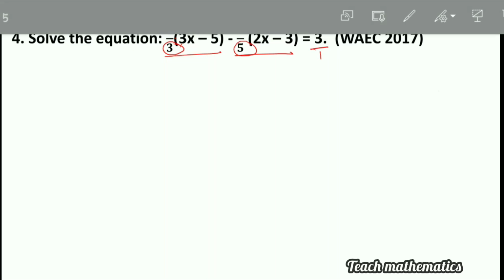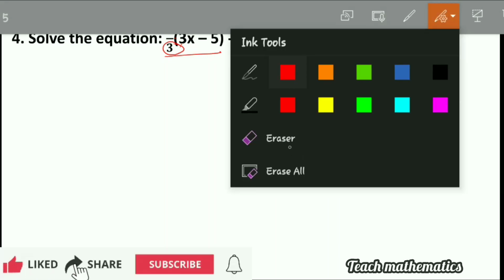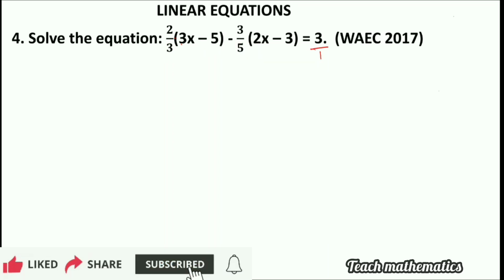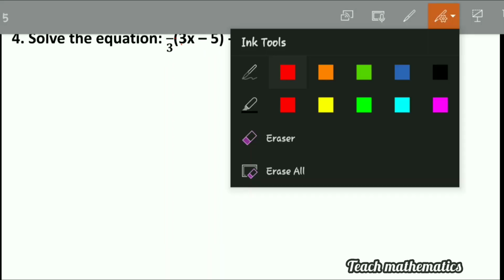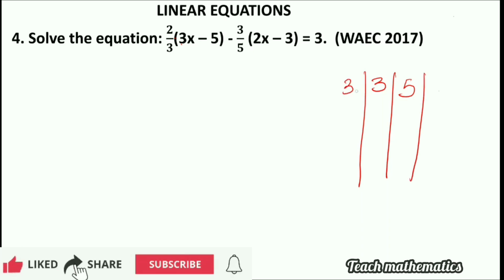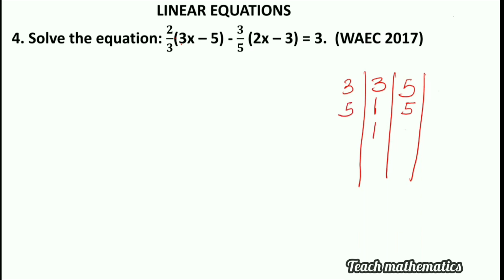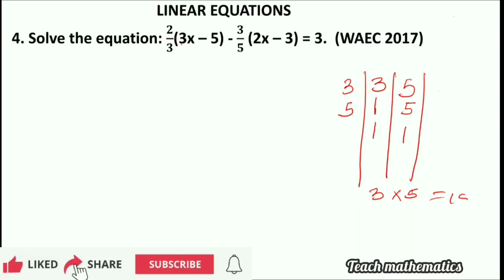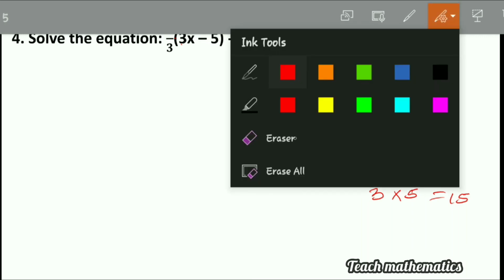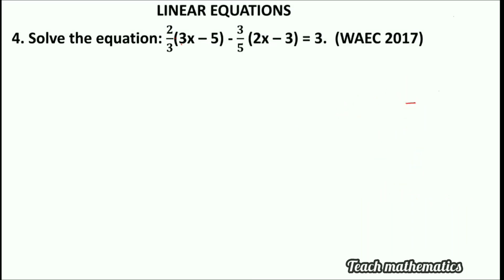And so we need to get the LCM of 3, 5, and 1. And so to get that done, 3, the LCM of 5, 3 in 3, that's 1, 3 in 5, you still have this as 5, 5, 1, 1. So the LCM of 3 and 5 is 15. Because 3 times 5, that's 15. So to clear the fraction, we multiply through by the LCM, which is 15. So let's do that.